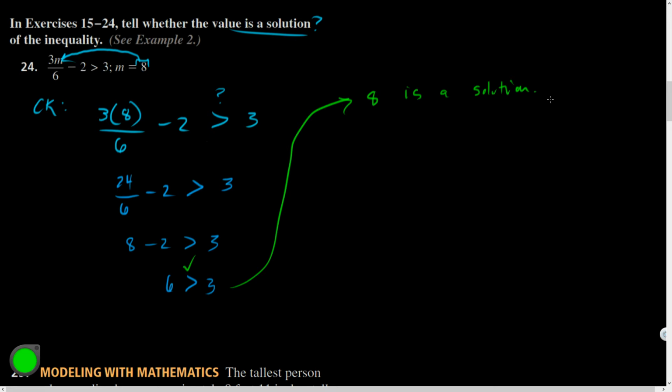Now, do you think 8 is the only thing that would make this true? No, there's actually going to be a lot of things that will be bigger than 3 at the end result when I plug them in. So inequalities are going to represent a whole lot of possible numbers.